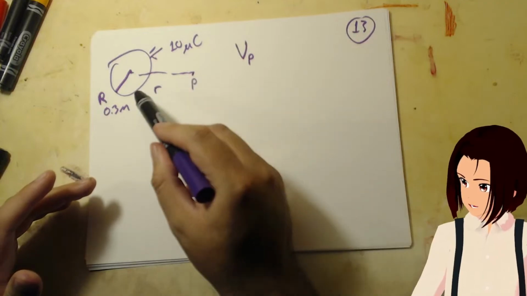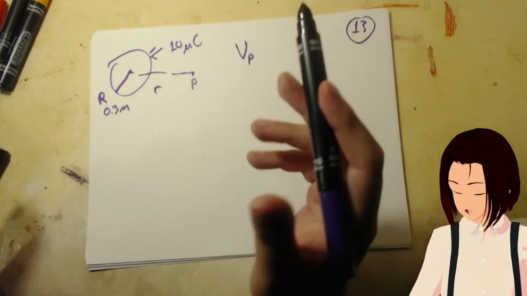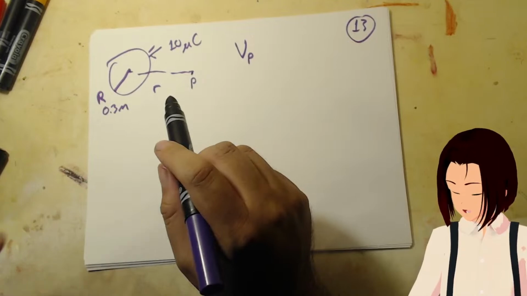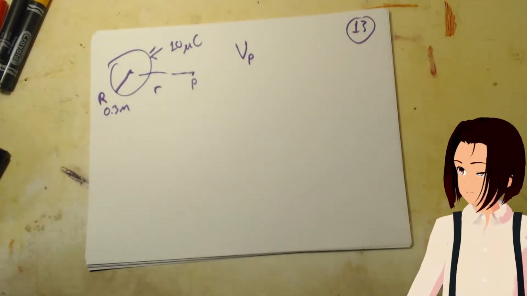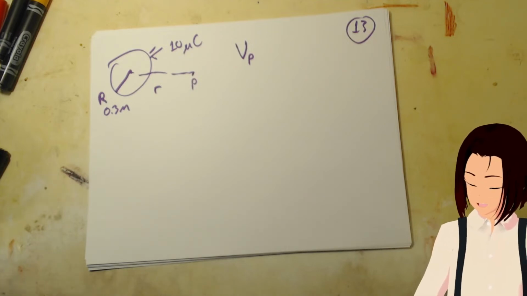P could be there or P could be inside. Whatever, you know what it is. So what's the V? What's the potential?